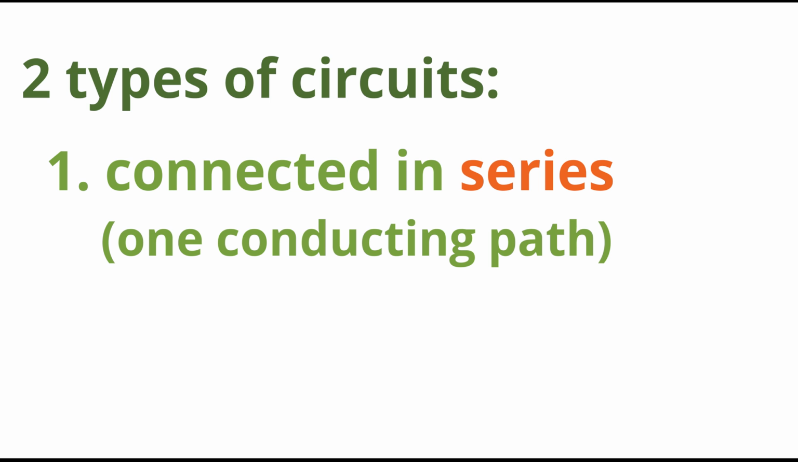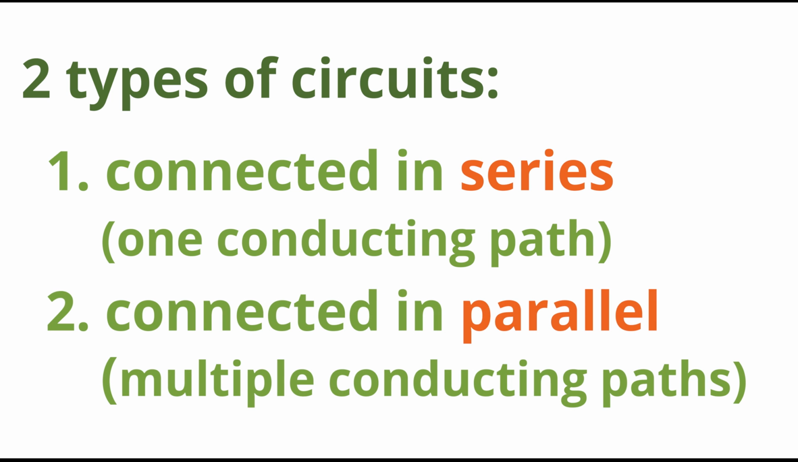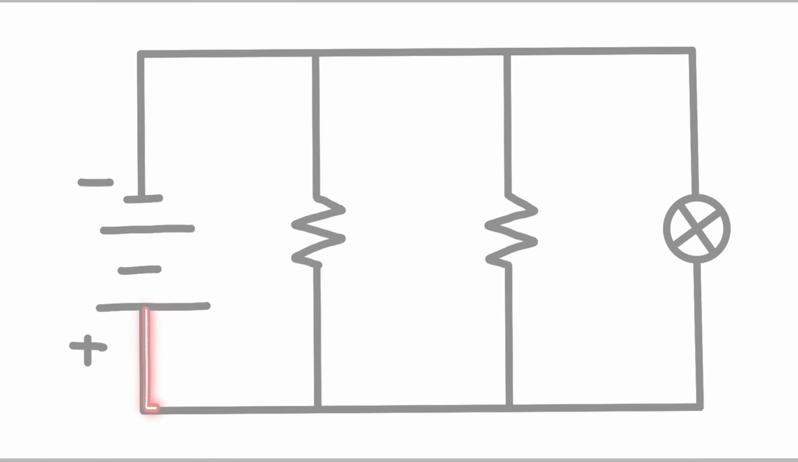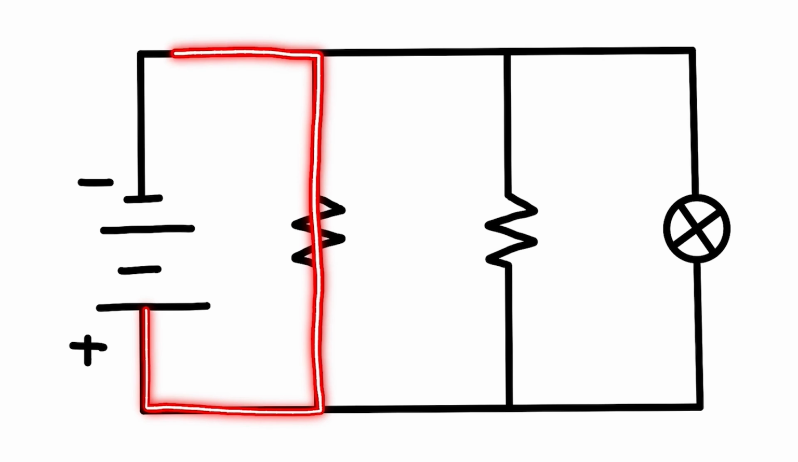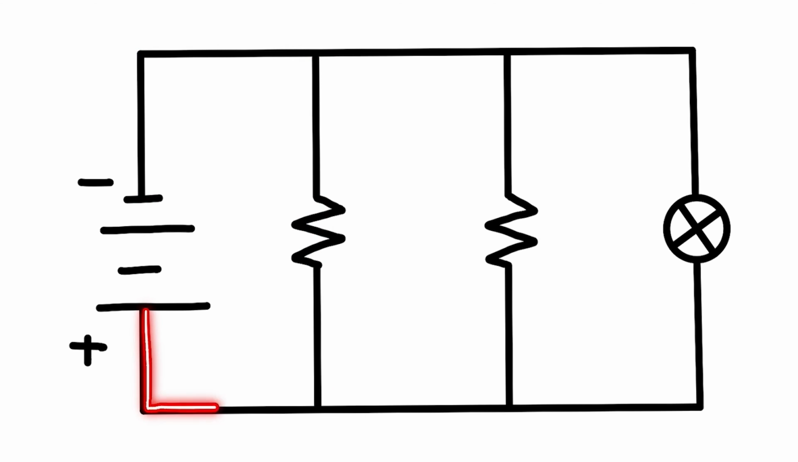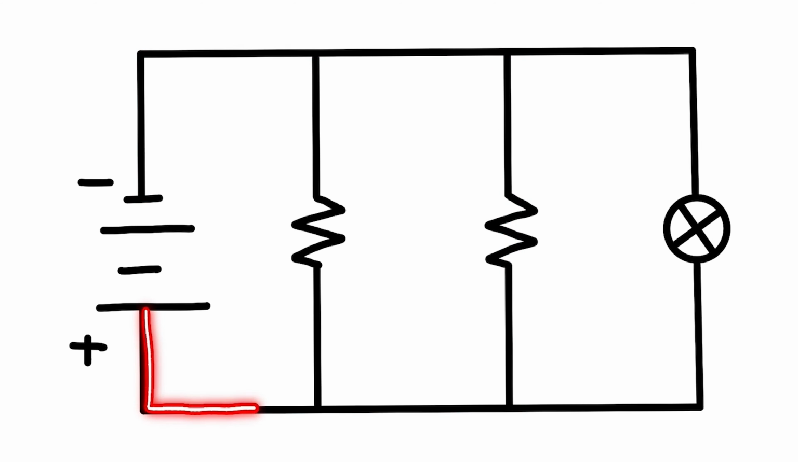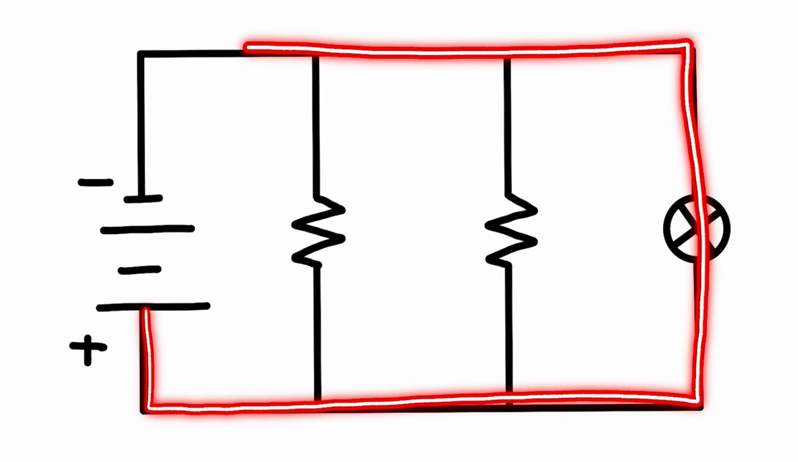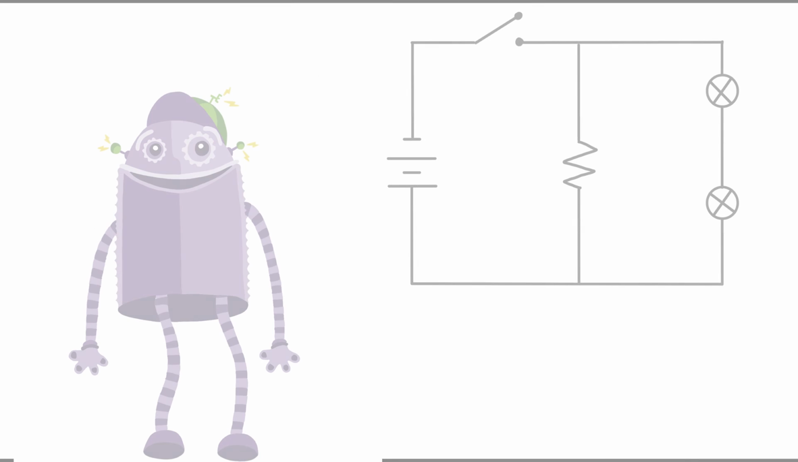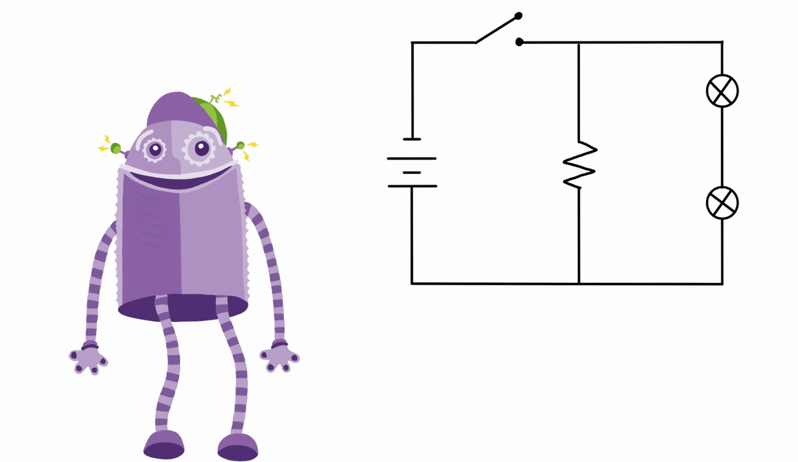When elements are connected across common points such that there is more than one conducting path through the circuit, they are connected in parallel. In this parallel circuit, there are 3 paths that the current can take. The first path can be seen as follows. This is the second path, and here's the third.